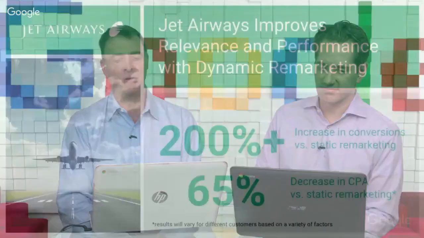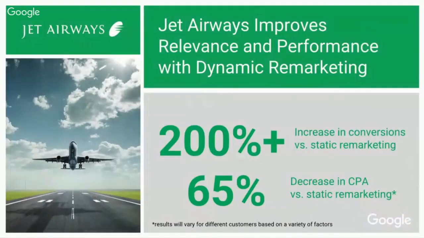Let's take a look at another example of a company that was trying to increase the relevancy and personalization of their ads using dynamic ads. And this is Jet Airways. And you can imagine how you can improve an ad for an online air company if you know where people want to go and where they are today. So that's what they did.